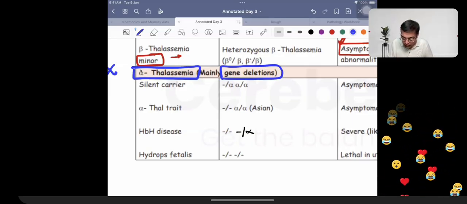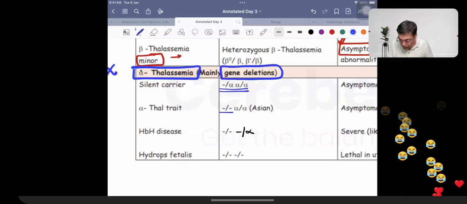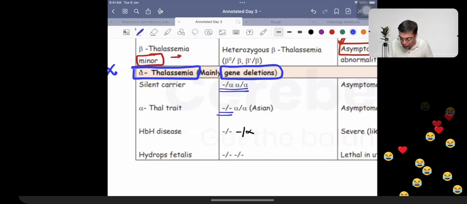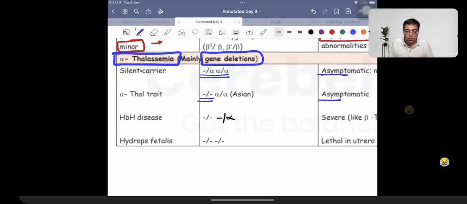Okay, so silent carrier is if one or two genes are deleted. If one or two genes are deleted, then that is going to be given the name of a patient being asymptomatic. But when the patient is going to be having deletion of 3 genes, this is what you need to pay attention to. When 3 genes are going to be deleted, that means the alpha chains are produced very less.